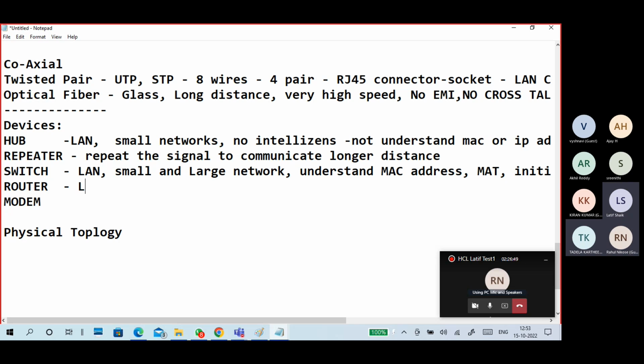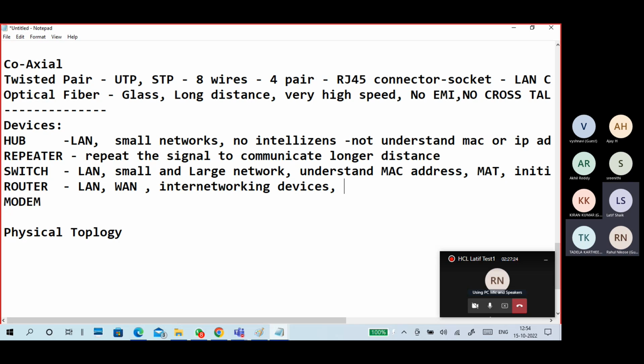Router is used in LAN and WAN communication. This is just for repetition purposes only. I'm not teaching that entire part again, but guys, at least a few points you have to keep in mind when you are giving an answer. It is used for both LAN and WAN communication. It is an internetworking device.